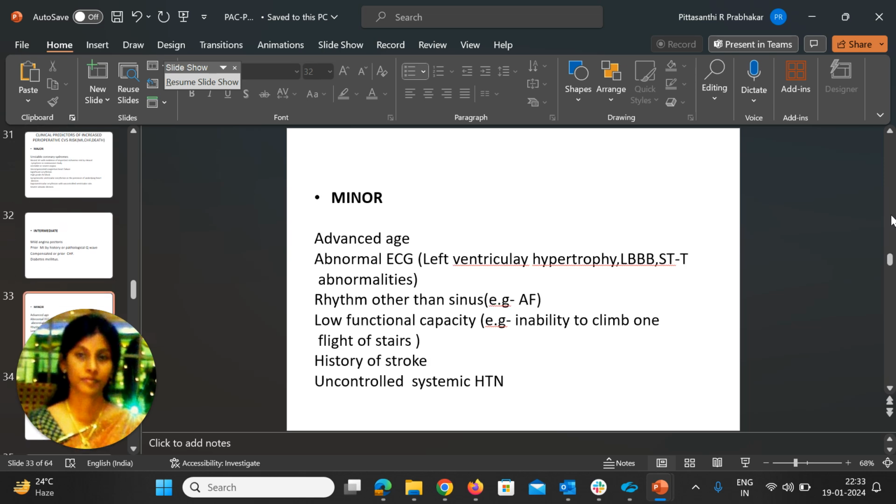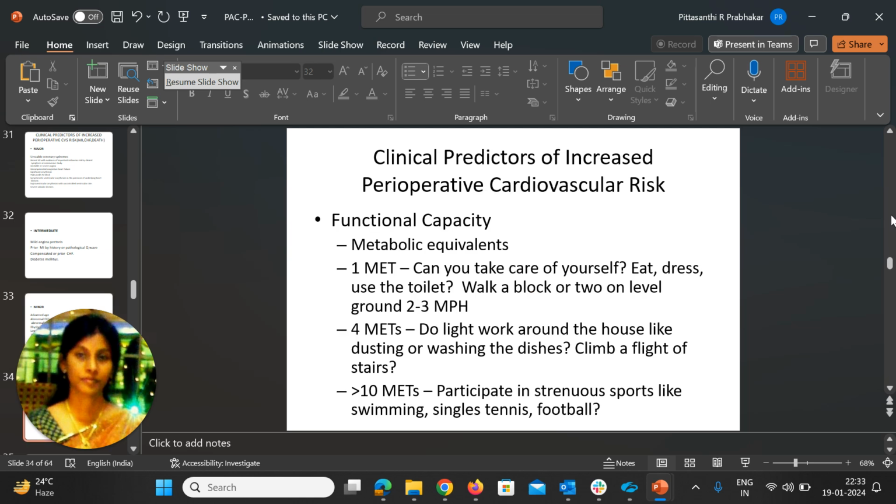Minor or advanced stage predictors include abnormal ECG showing left ventricular hypertrophy, left bundle branch block, ST-T abnormalities, rhythm other than sinus such as AF, low functional capacity, inability to climb one flight of stairs, history of stroke, and uncontrolled systemic hypertension. The clinical predictors of increased perioperative cardiovascular risk are assessed by measuring the functional capacity by metabolic equivalents of task.